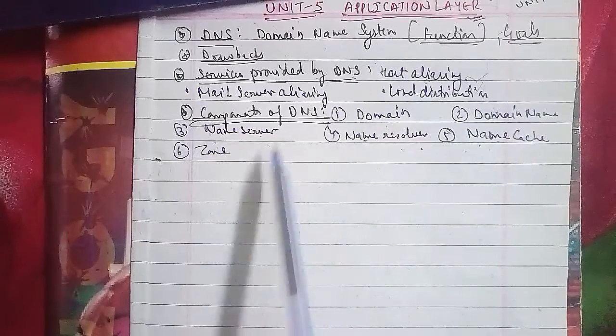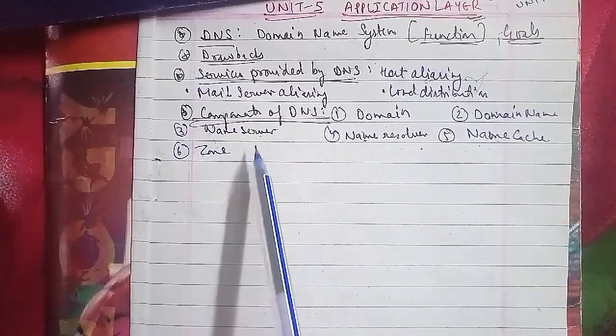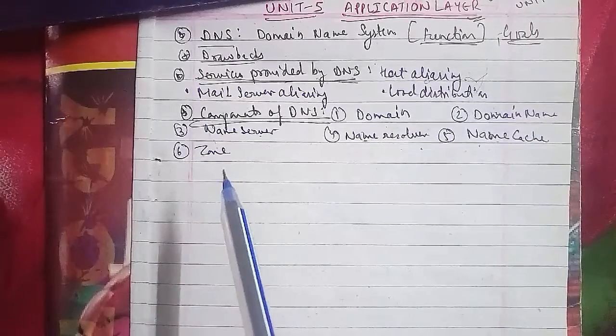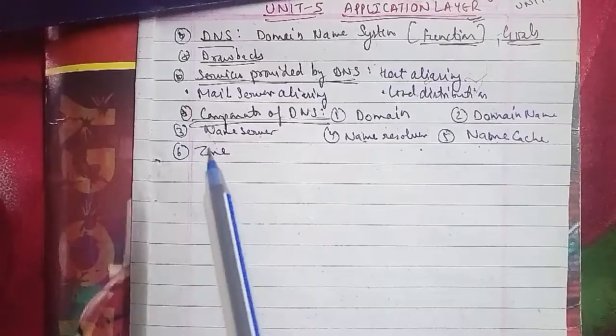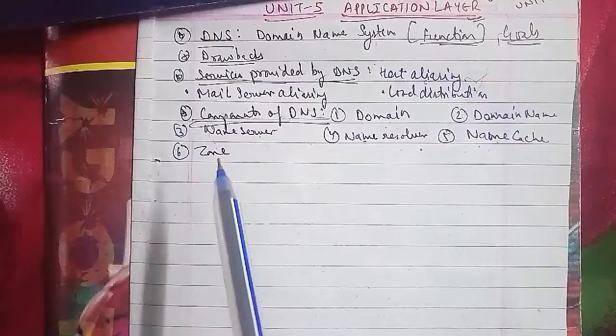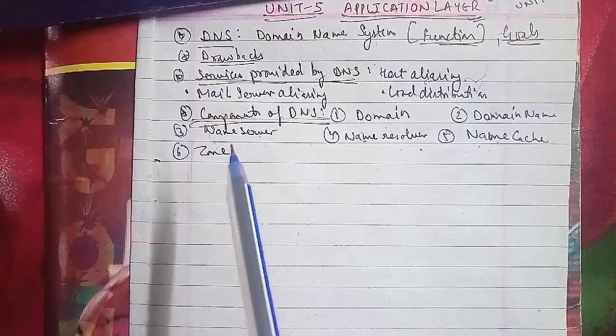DNS in the internet is divided into 3 different sections: the generic domain, the country domain, and the inverse domain. So let's go ahead and discuss it.